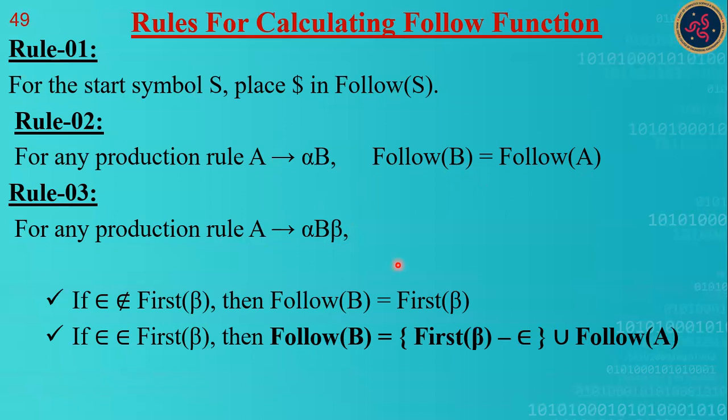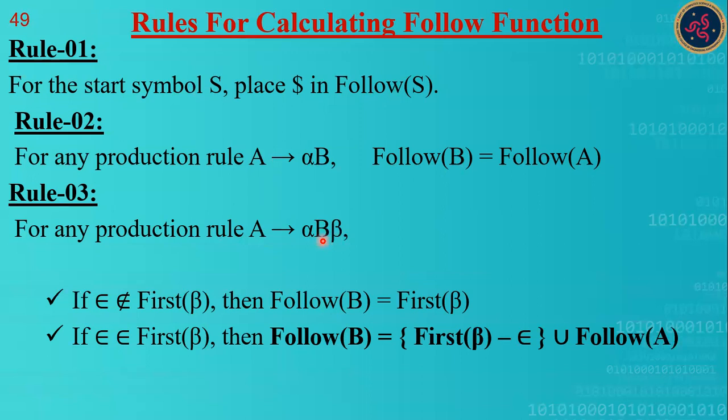If it does not take any epsilon value, then there is a symbol that follows B. So what will be that value? Then follow of B will be first of beta. After B, any number of symbols can be there, and the first symbol of beta, whatever it is, will be the follow of B.